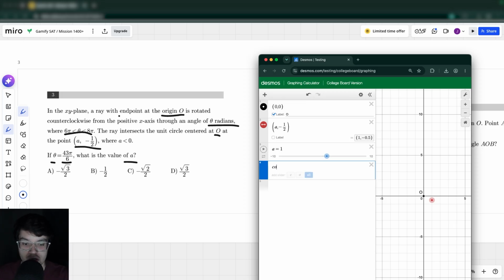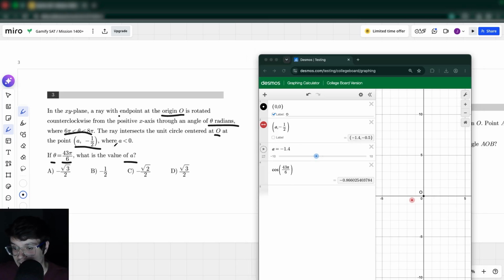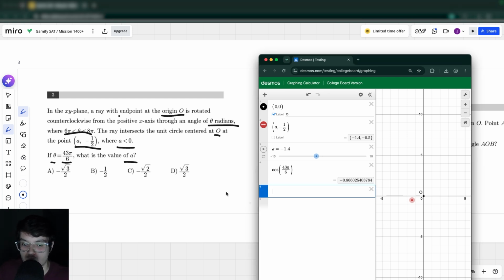So what we can just literally do is say cosine of 43 pi divided by 6 and see what that gives us. We have negative 0.866. We do know it must be negative because they say a must be less than 0, so that makes sense. And then we just go ahead and see which ones of these match up. It's not really an easy way to do this in Desmos regularly. We just have to go ahead and try it out. Actually, just the first one I tried, negative square root of 3 over 2, would literally match it perfectly. So I can just go with this.